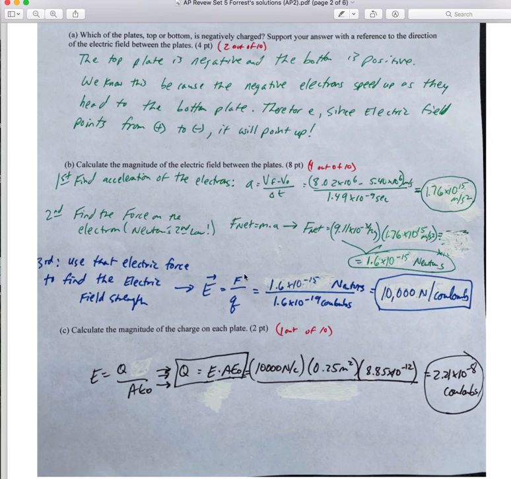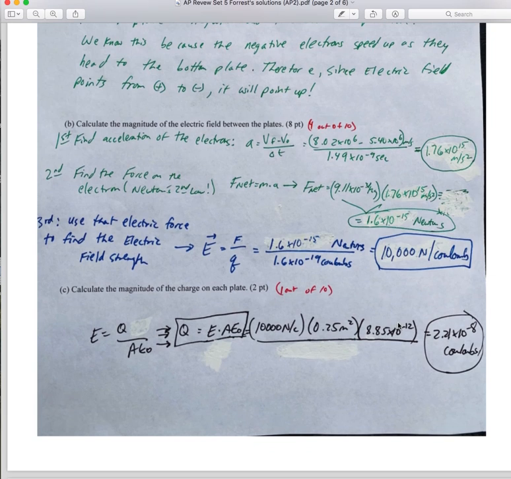And then finally, we use the net force to realize that's an electric force, and we use that to get the electric field strength. So this is the force I just calculated. This is the charge on an electron. And it's asking about the magnitude, so it doesn't matter about the direction in this point. So that comes out to 10,000 newtons per coulomb.